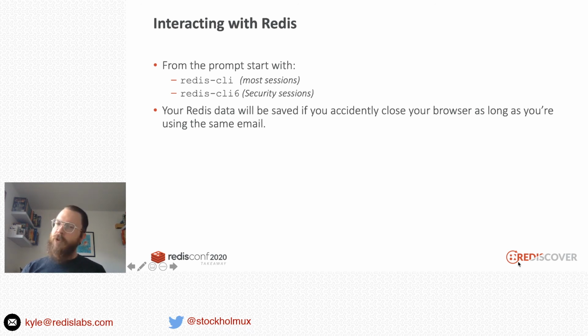Now, for the security session where they talk about Redis 6, you'll want to exit out of the standard Redis CLI session using Control-C or closing the window and coming back to it, and then run Redis 6 CLI at the Linux prompt. So if you accidentally close your browser, just know that it's all there for you if you want to come back to it.